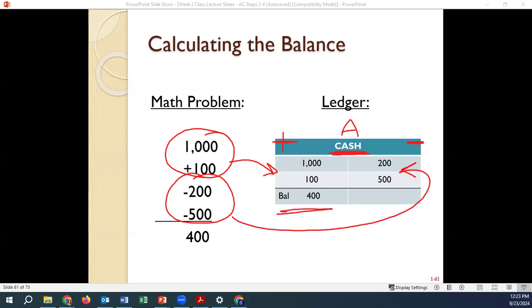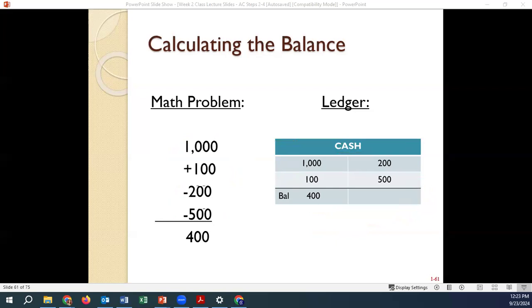But the balance, again, comes out the same. So you would consider it the same way. This is positive 1,000, positive 100, minus 200, minus 500 is going to equal positive 400. So you put it on the positive side. Okay, that's how you calculate a ledger balance.